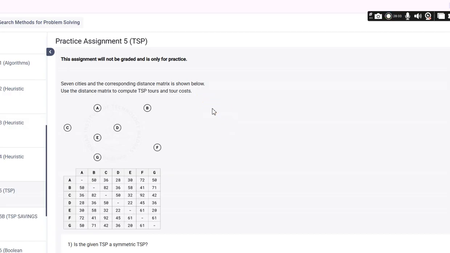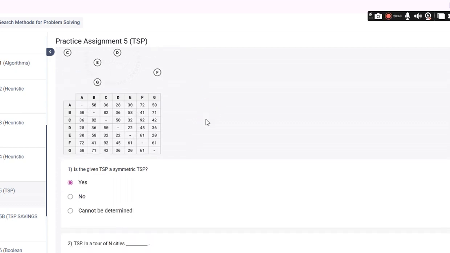So now, in this question, there are 7 cities and corresponding distance metrics are shown below. We need to compute the TSP tour and the tour cost. Is this a symmetric TSP? Yes, because you can see here, from A to A, B to B, these are all symmetric.